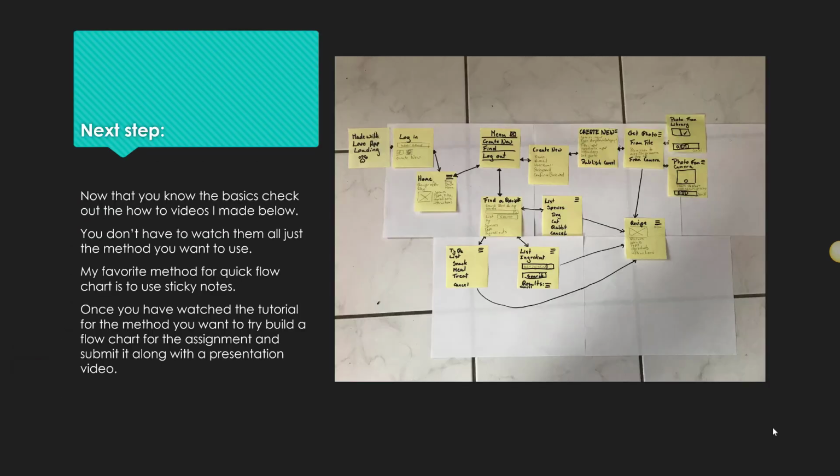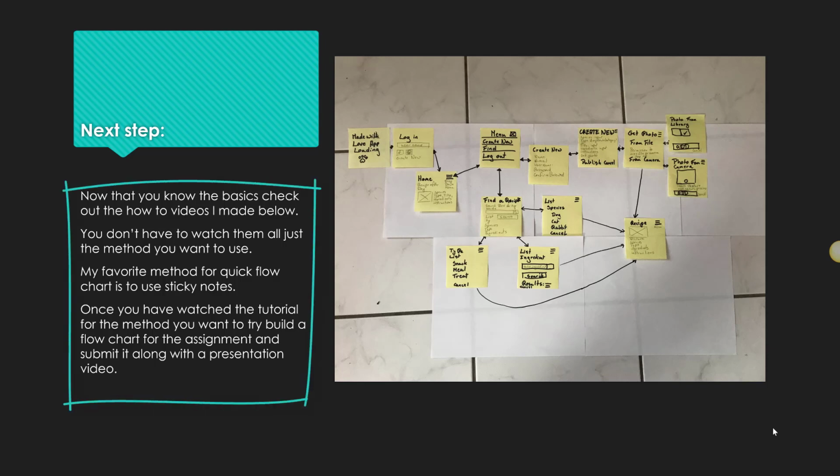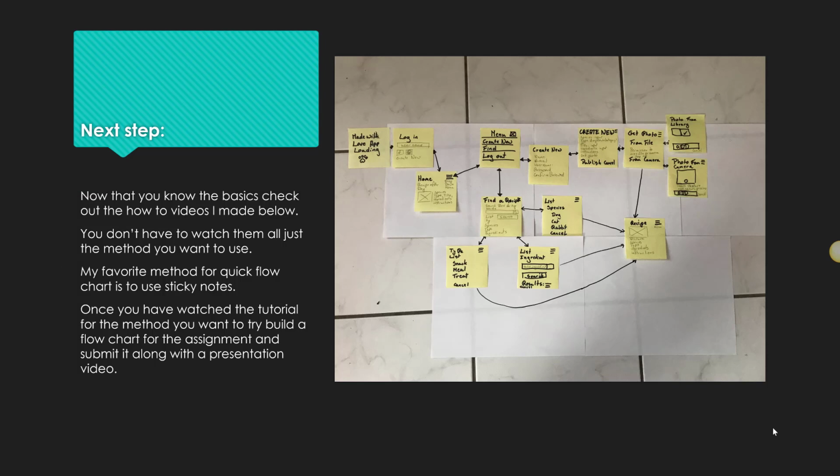Okay. Now, for the next steps. You've got the basics. You know what a flowchart is. Look at the possible execution methods for a flowchart. Okay, you don't have to watch all of the how-to videos. If you don't have Illustrator, don't watch the Illustrator how-to video.